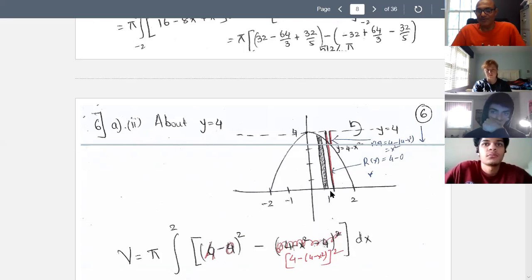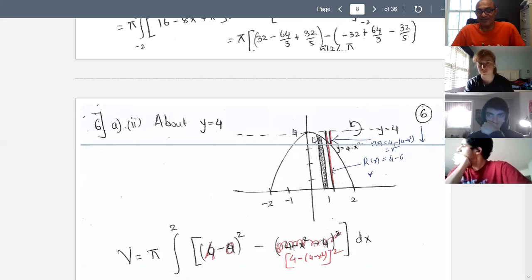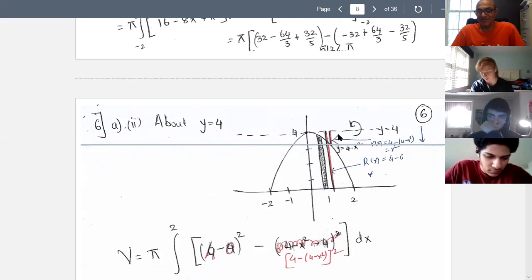So y equal to 4. I have to consider the vertical strip, because this vertical strip is the only perpendicular strip to y equal to 4. Agree, guys? y equal to 4. Good.